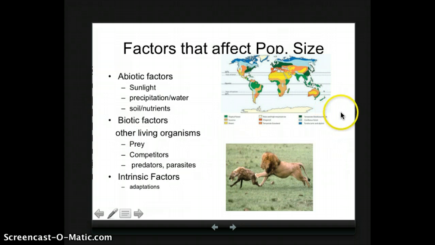Biotic factors, other living organisms that can change the size of a population. That could include the amount of prey that a species has access to. It could be the amount of competitors that are also living in that same area. It could be the amount of predators or parasites that could increase or decrease the population size. There are also intrinsic factors such as developing an adaptation that helps the organism to survive.